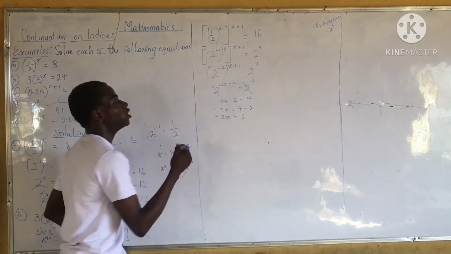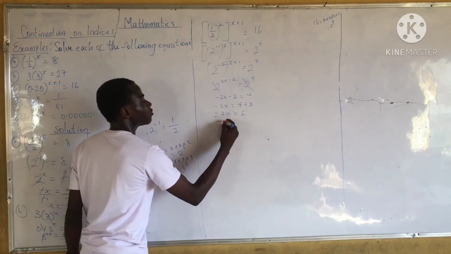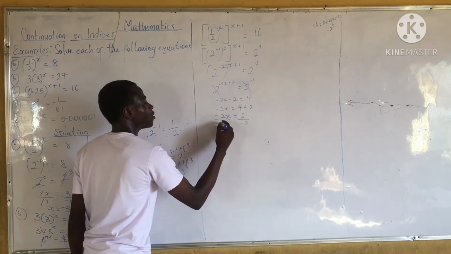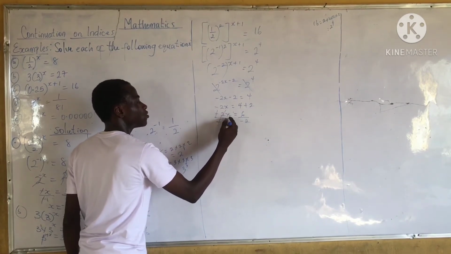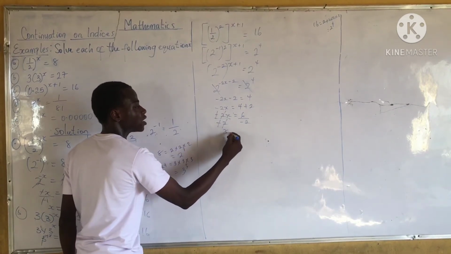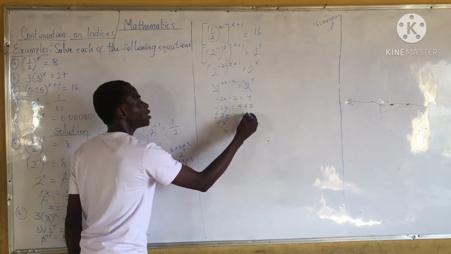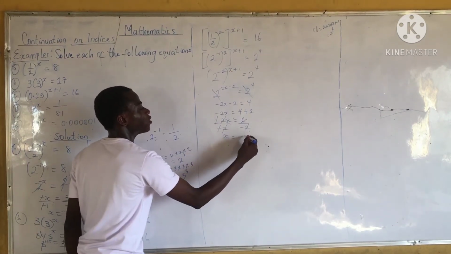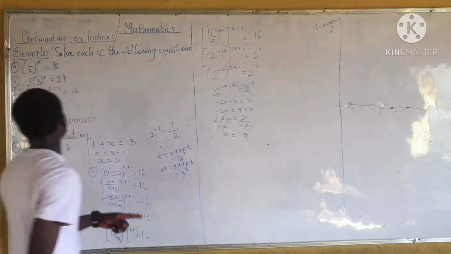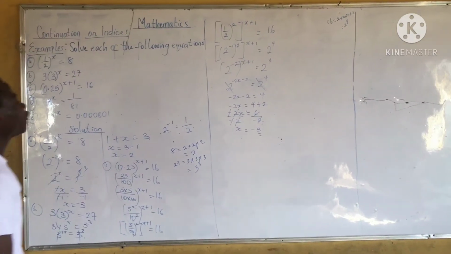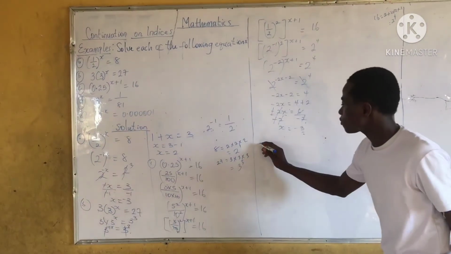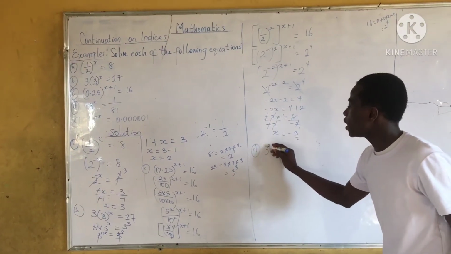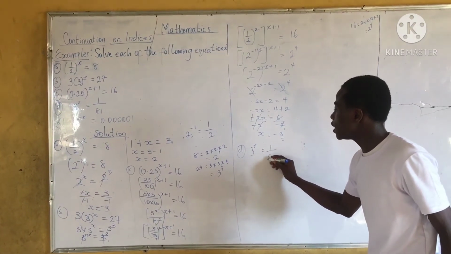To solve the formula at the last, you divide this by what? By minus 2. Minus 2 cancels minus 2. So it means x, so our x now equals what? 6 divided by minus 2 is minus 3. That's the answer for the third one. And the fourth one now says 3 raised to power x equals 1 over 81.